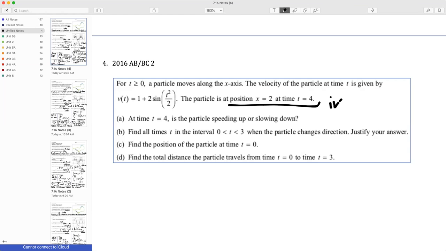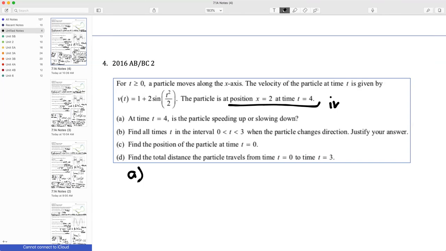Part A. At time t equals 4, is the particle speeding up or slowing down? You, of course, remember when I brought somebody up to the front of the room and I pushed them all the way to the door and then all the way back to the desk, because that person was the velocity and I was the acceleration. Therefore, if the velocity and the acceleration have the same sign, in either direction, then the particle is speeding up. If they have opposite signs, then the particle is slowing down.